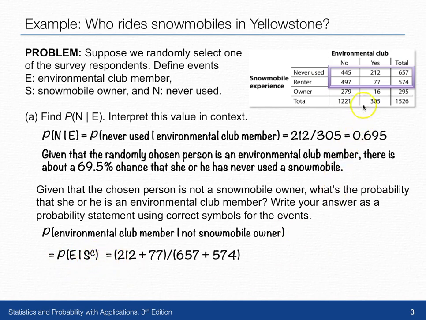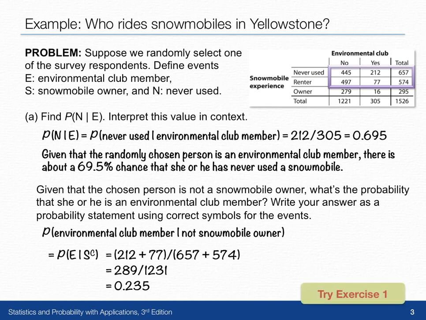In this case, 212 plus 77 of those individuals are environmental club members out of the 657 plus 574 total. So another way to say that is 289 respondents are environmental club members, given they're not a snowmobile owner, out of 1,231 total. So the probability of being an environmental club member, given you're not a snowmobile owner, is 0.235. For some additional practice with two-way tables and conditional probabilities, try exercise 1.